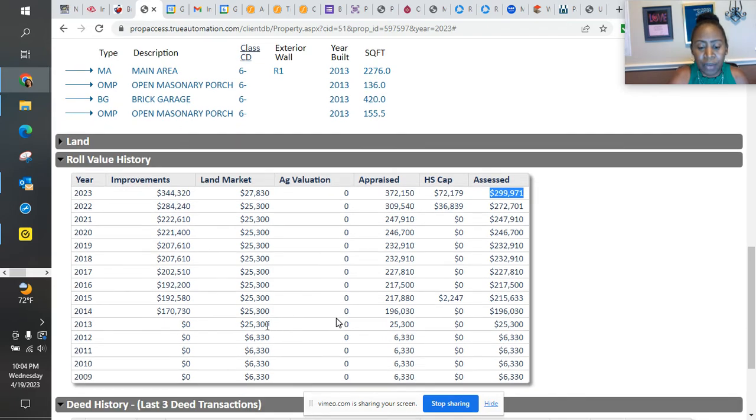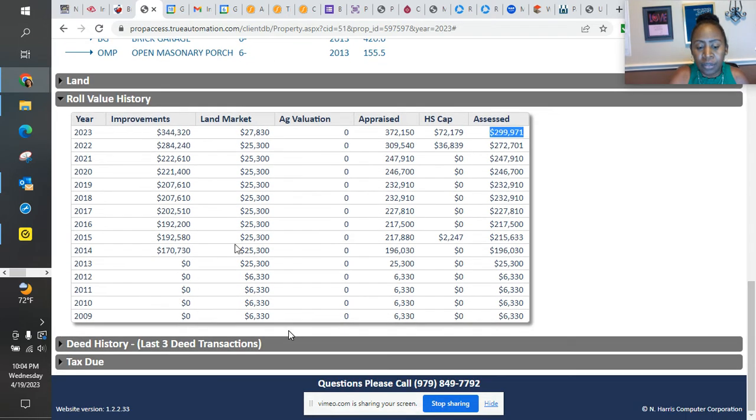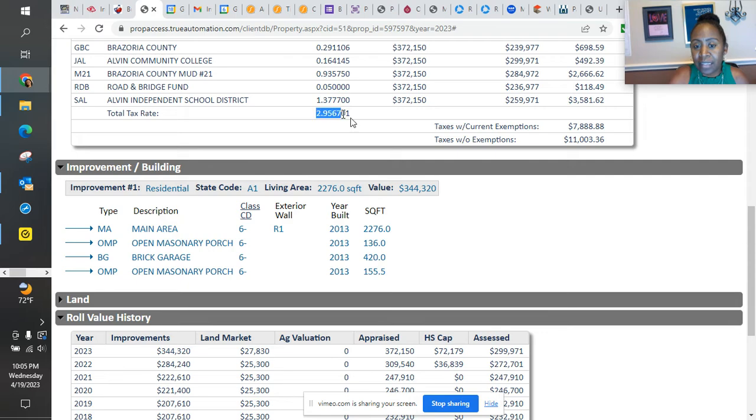One thing I'll say too that I can point out here, you can kind of see going back to when this home was built, clearly this home was built in 2013 because we had $0 for improvements, and then we jumped up to 170. If you have new construction, this is where this gets tricky and where you really have to watch your property taxes for the first couple of years, because with new construction, you are initially paying a very small amount of taxes the year you buy the house, because this home was built in 2013 and the value of the land was only $25,300. So remember, this tax rate stays the same.